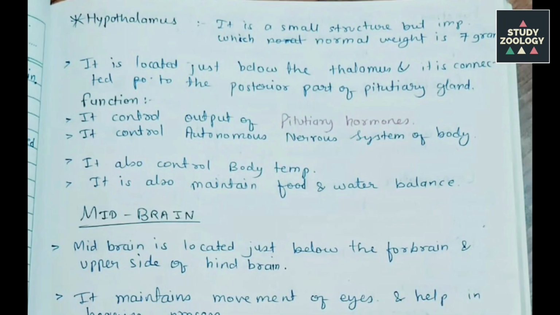Third is hypothalamus. It is a small but important structure whose normal weight is 7 gram. It is located just below the thalamus and it is connected to the posterior part of pituitary gland. Functions of hypothalamus: it controls output of pituitary hormones. It controls autonomous nervous system of body. It also controls body temperature. It also maintains food and water balance.